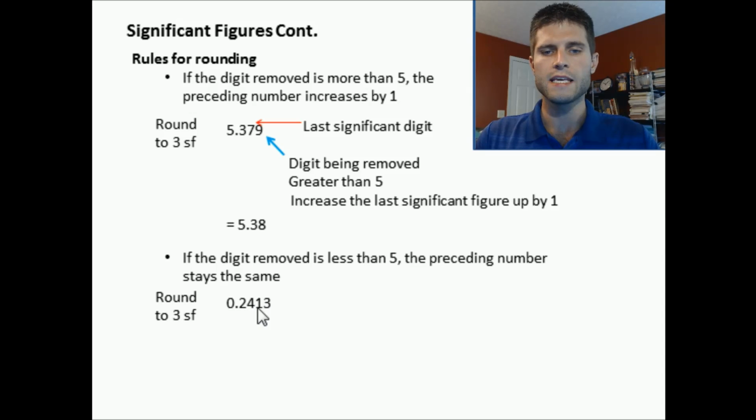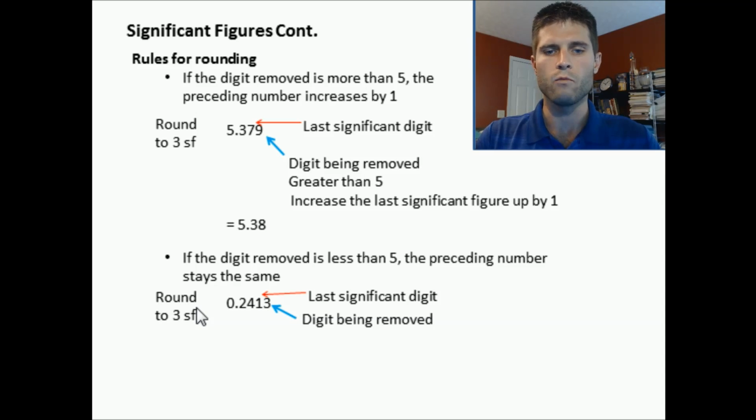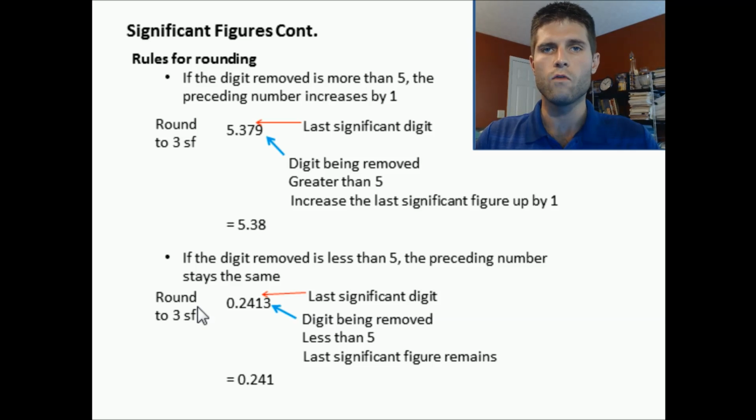So we're looking at this 1. It is our last significant digit. And we're getting rid of a 3. Since this 3 is less than 5, we don't have to do anything to this 1. We just leave it alone. And we end up with 0.241 as our final number. And there are a total of 3 significant figures here.